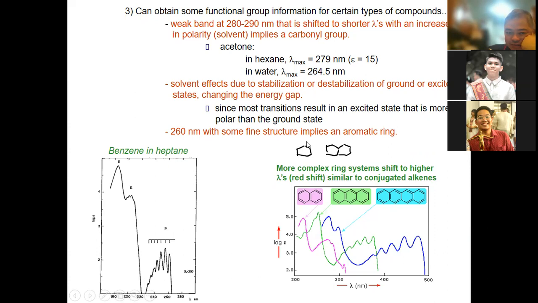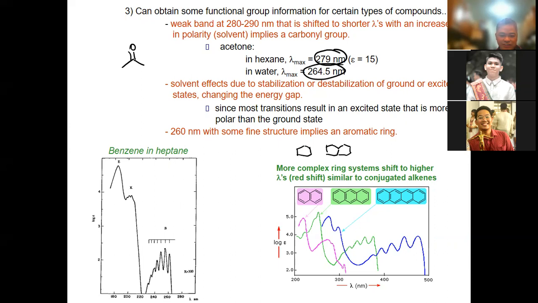So the way that we look at this, the more rings that you have, the longer wavelength that you can monitor it. So a weak band at 280 to 290 nanometers that is shifted to shorter wavelengths with an increase in polarity implies a carbonyl group. So acetone is an example of a carbonyl group. So if you put acetone in hexane, it's 279. But if you put it in water, it's going to blue shift. So I think this is the example that you have here.